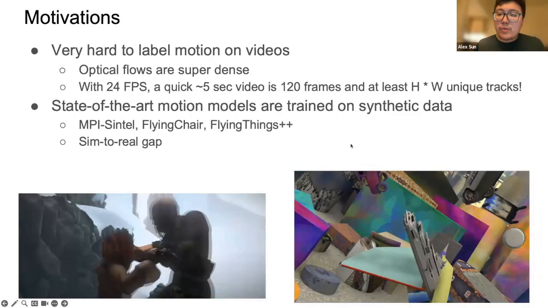Labeling these motions is very hard on videos and is much more difficult compared with 2D images. The main reason is the density of the motion, that there could be many unique tracks from the video. Therefore, state-of-the-art motion estimation models are usually trained on synthetic data, and need to combat a simulation-to-real gap.